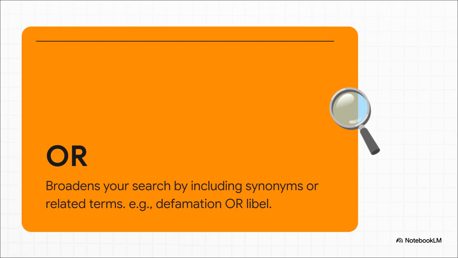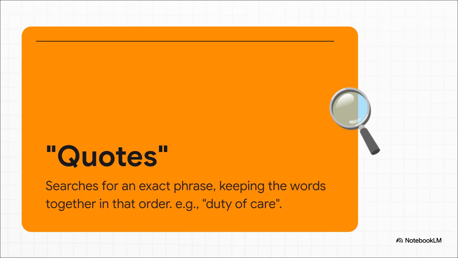And the opposite of AND is, you guessed it, OR. This operator does the exact opposite. It broadens your search. It's perfect for when you're dealing with synonyms. A search for defamation or libel or slander will pull up documents that contain any of those words, casting a much, much wider net. Next, let's talk about precision.